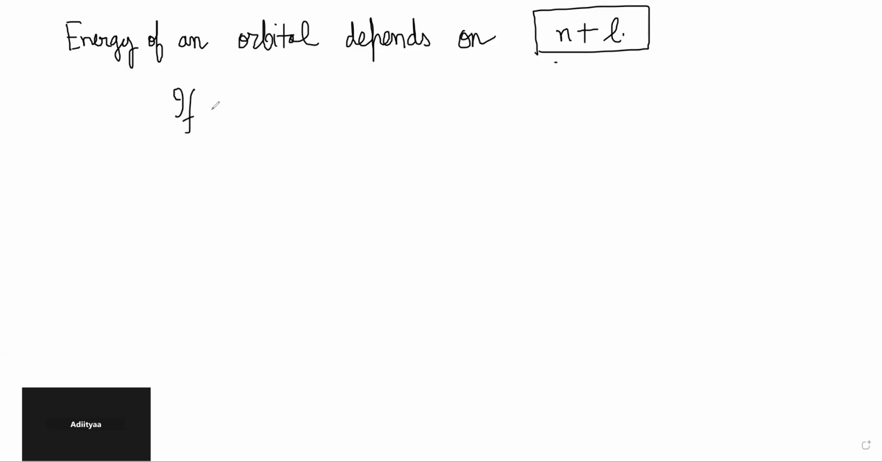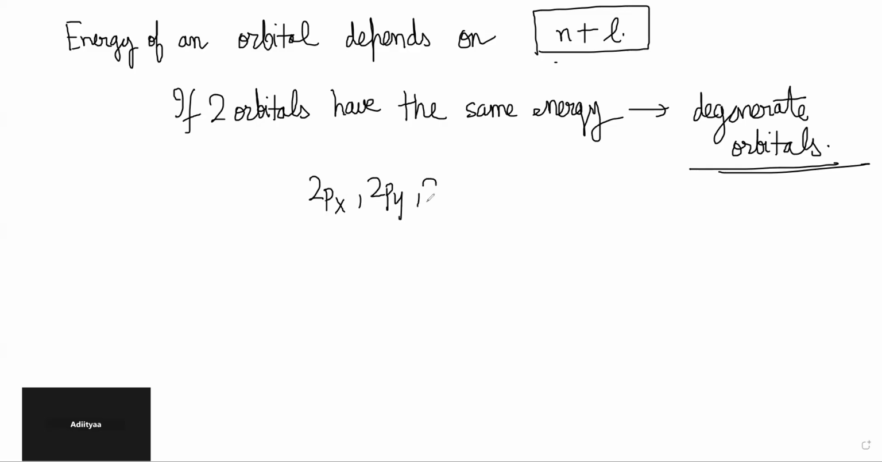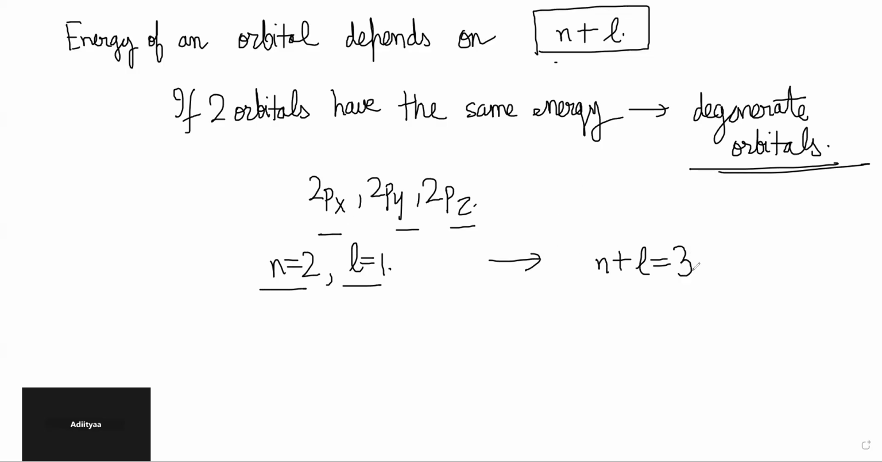If 2 orbitals have the same energy, then they are called degenerate orbitals. Same energy orbitals. So for example, 2px, 2py, 2pz are all going to have the same energy because n is 2 and L is 1 for all 3 of them. So the value of n plus L is 3, right?